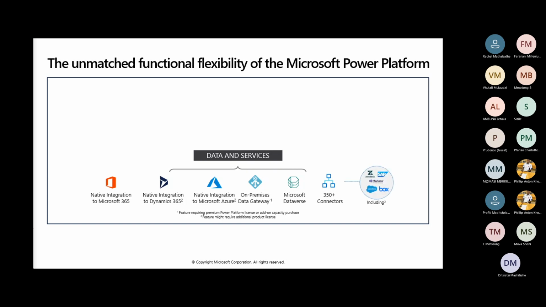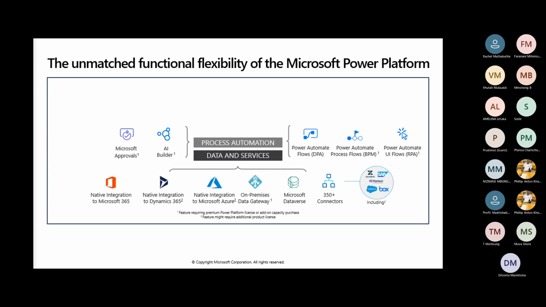Okay. And then you would also have connectors. Your connectors would include your Dropbox, your Azure. We have over 350 connectors. So this gives you the ability to connect a lot of things, okay?